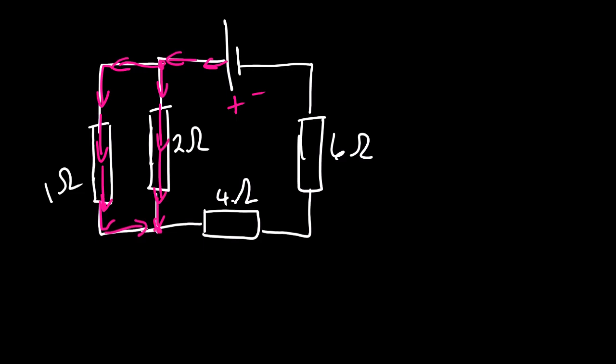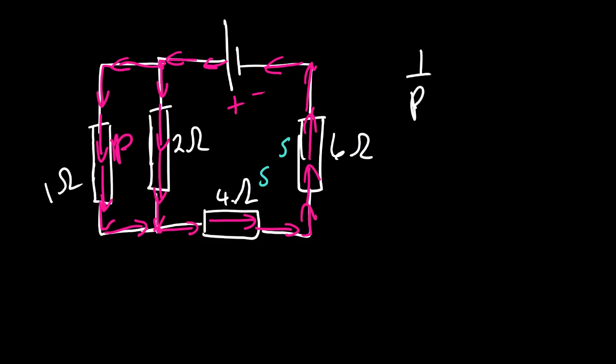When it gets here, combines, and then through the 4 ohm and then through the 6 ohm. So this is the parallel, and then here we have the series. This one and this one is in series connection. So we need to calculate the total resistance.